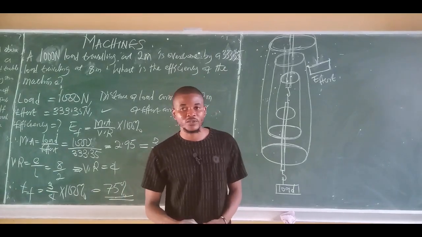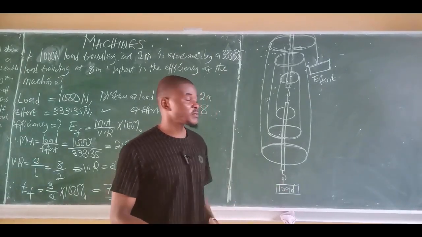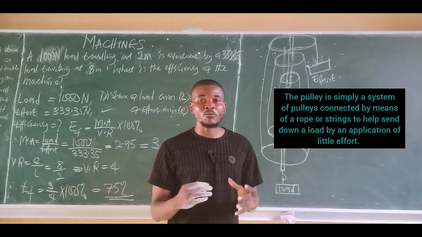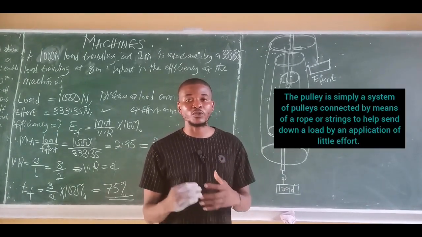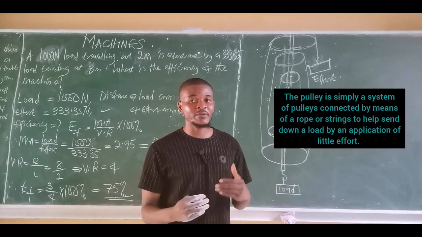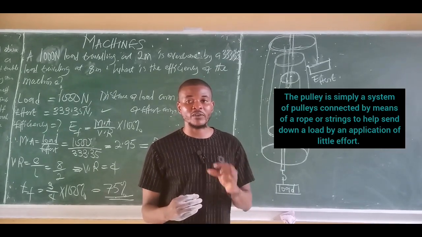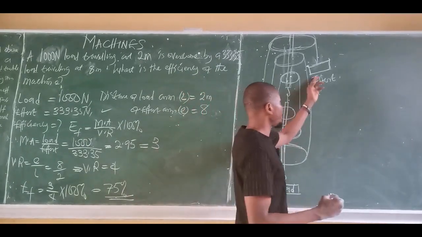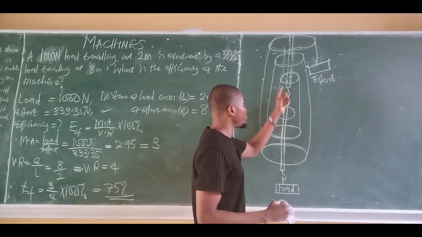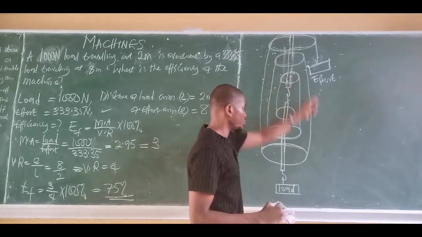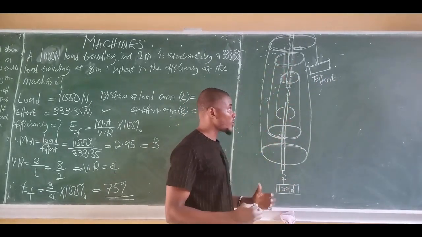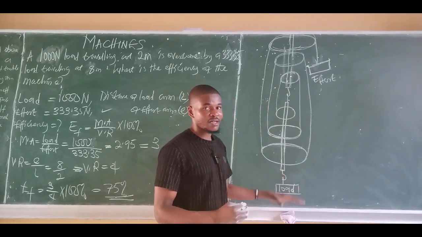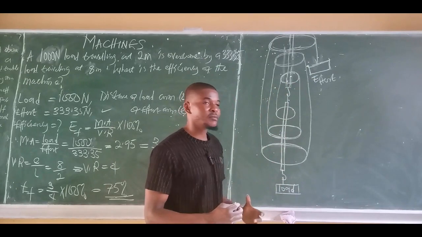All right, welcome back. So let's just use this rough sketch to explain the concept of the pulley system. The pulley system is simply a system of pulleys connected by means of a rope or a string to help send down a load by an application of a little effort. So as can be seen, this is the load and this is the effort applied, and these are all the pulleys connected by this rope or string. Now, a little effort is applied with the help of the pulley, and then this load is being dropped either down or taken up, as the case may be.